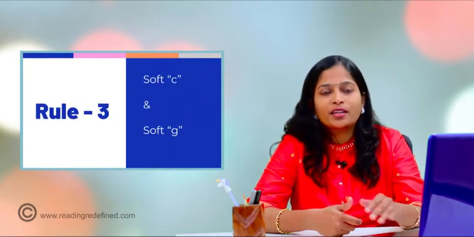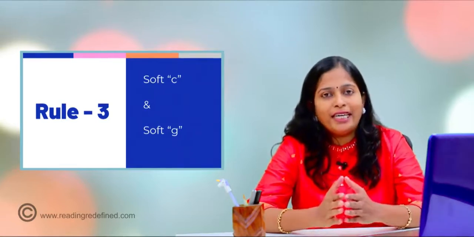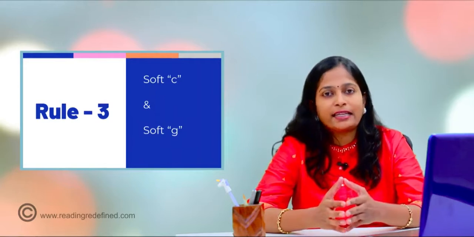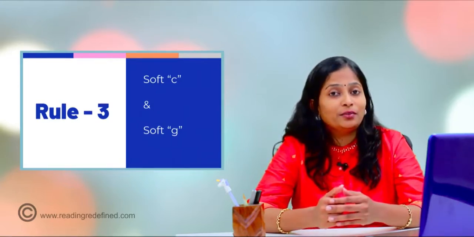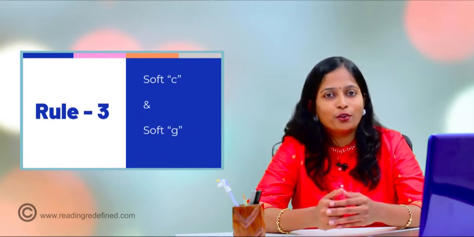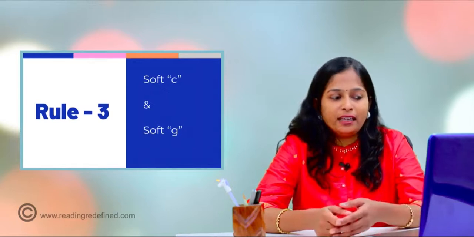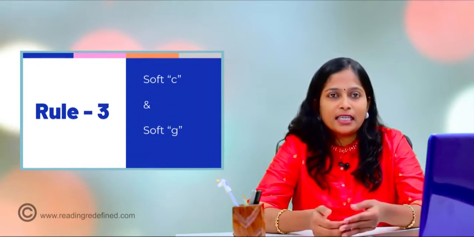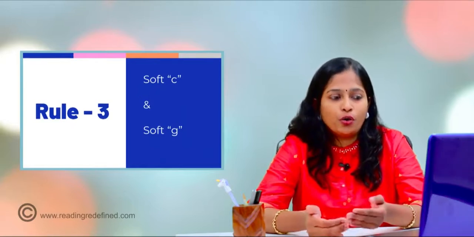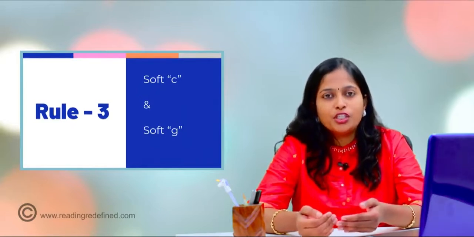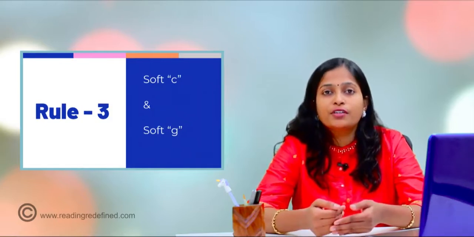So rule 3, we have soft C and soft G. Whenever we have E, I or Y following C, it takes the sound of S. Whenever we have E, I or Y following G, then it takes the sound of J. So in words like send, cycle, city, the C takes the sound of S. In words like George, giant, gym, G takes the sound of J. So this we call soft C and soft G.